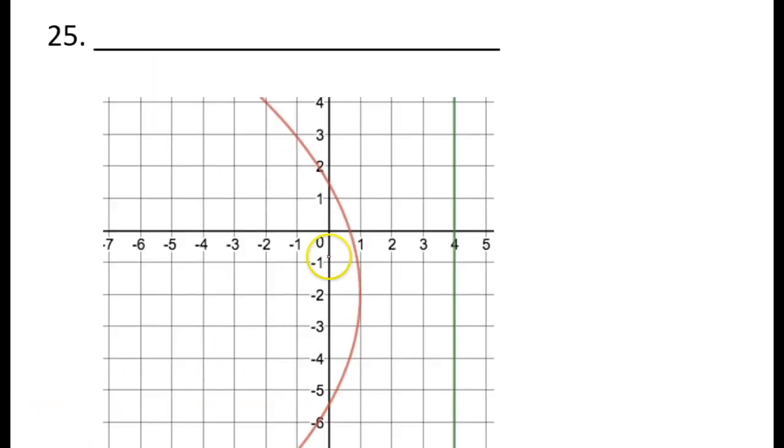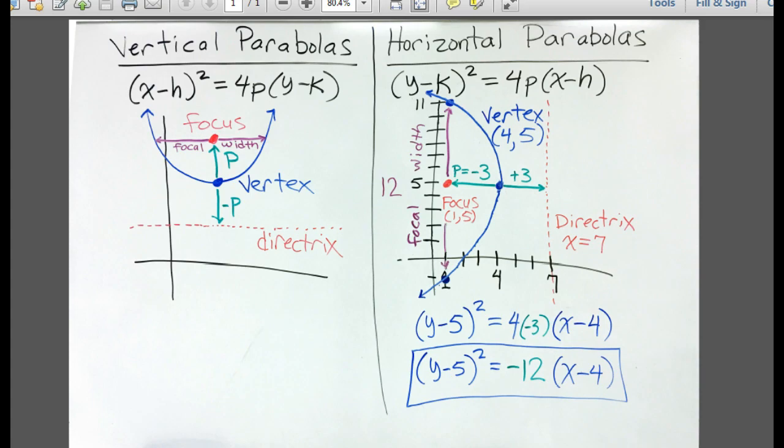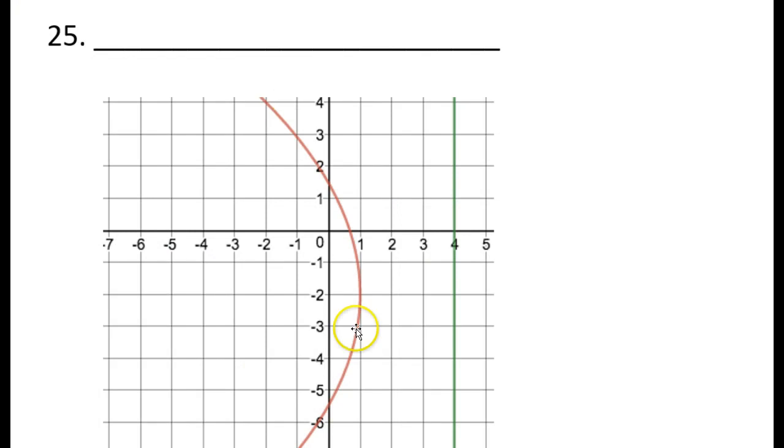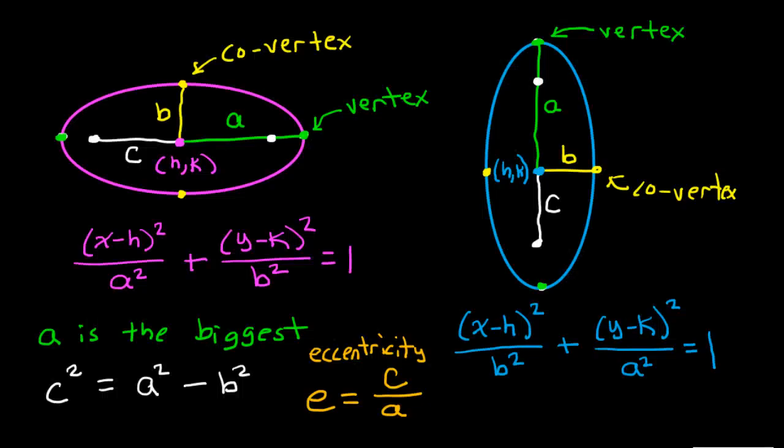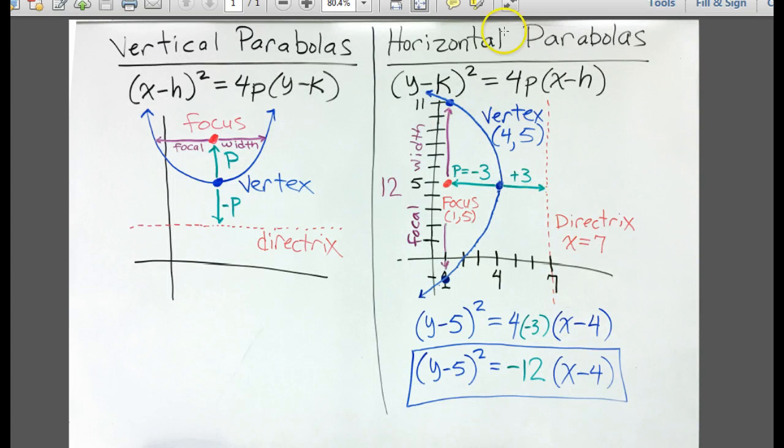So we see that 25 is a parabola. So let's look back at our notes. We have vertical parabolas and horizontal parabolas. That will determine which model we are going to deal with. Now this is a horizontal parabola because it's opening to the left. So we're going to be dealing with this model right here, the version where the y part of the equation is squared.